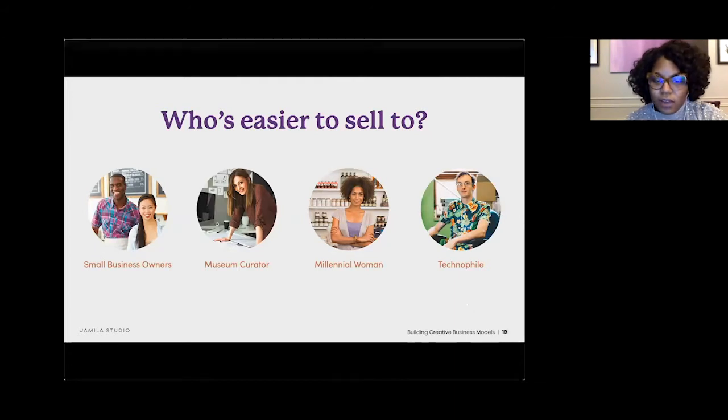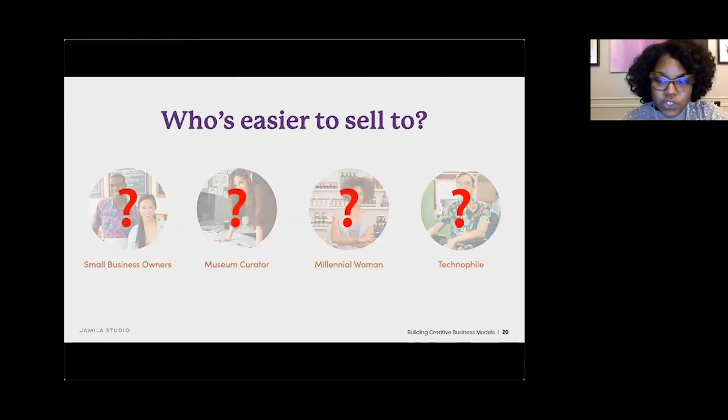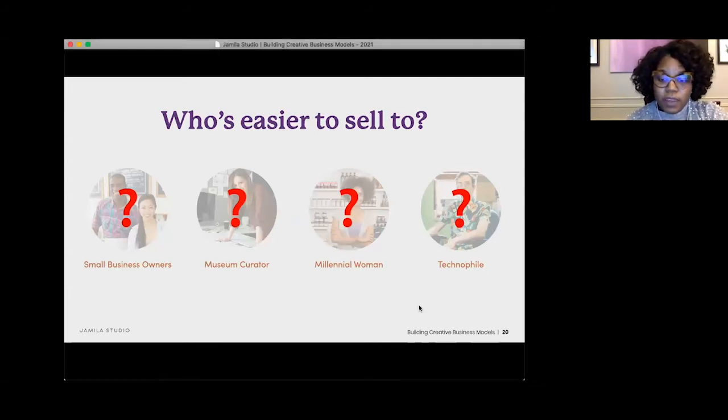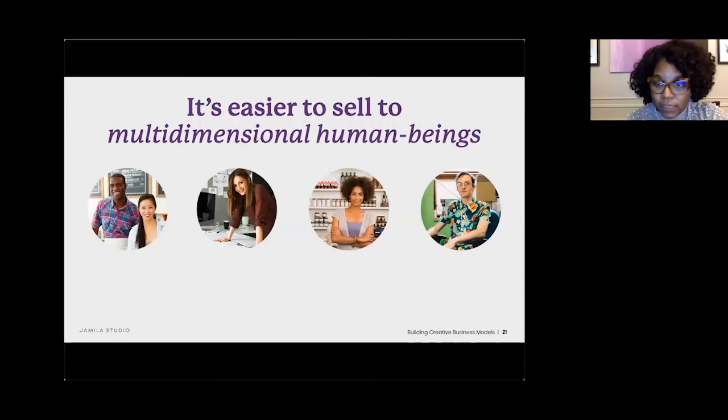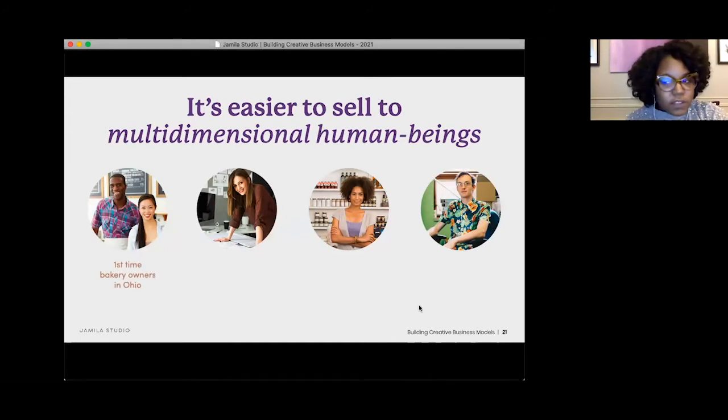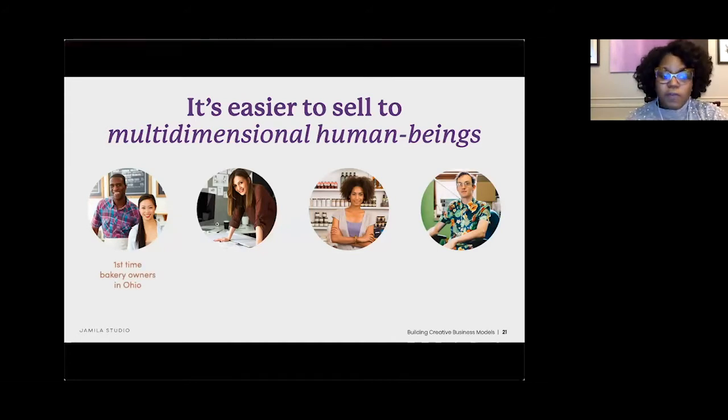Okay, so that was a trick question because we don't know anything about these people beyond their titles. We don't know where the small business owner is. We don't know where the museum curator is. We don't know enough about these people to really have an in-depth conversation with them. What we want to do is sell to multidimensional human beings. We don't want to sell to just a business owner. We want to sell to a first-time bakery owner in Ohio.